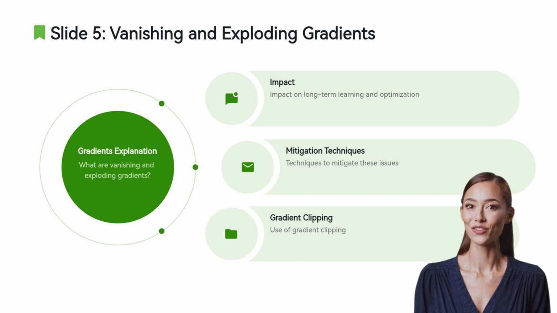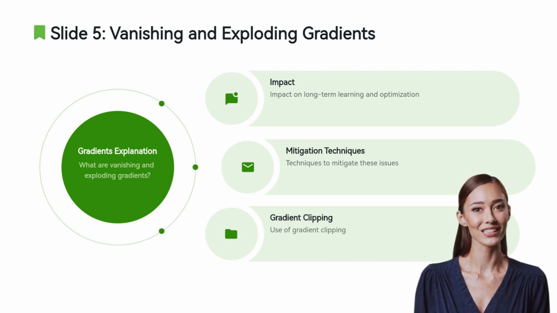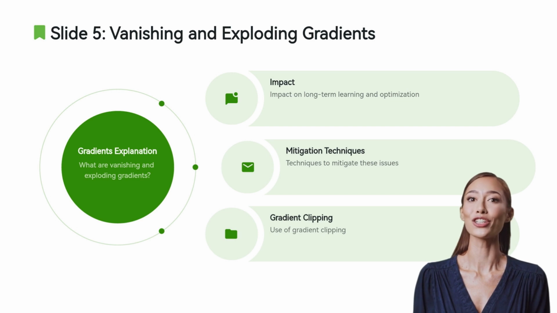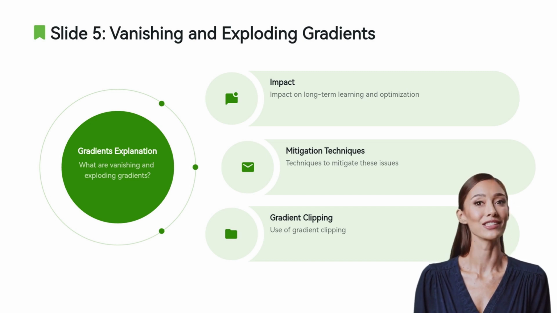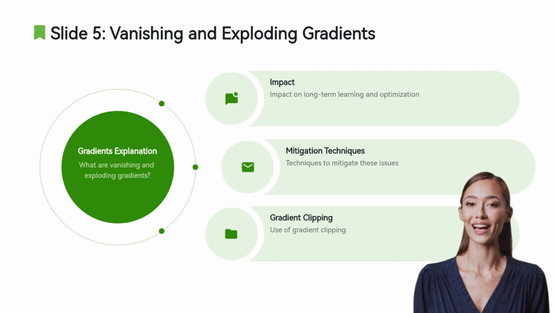Conversely, exploding gradients occur when the gradients grow excessively, leading to very large updates and instability during training. Both of these issues can severely impact the performance of RNNs, particularly in tasks requiring long-term dependencies, such as language modeling or time series forecasting.